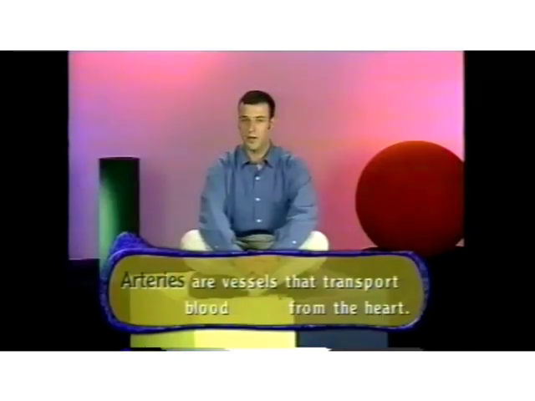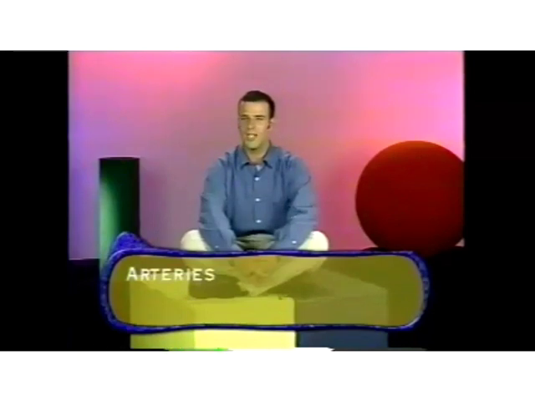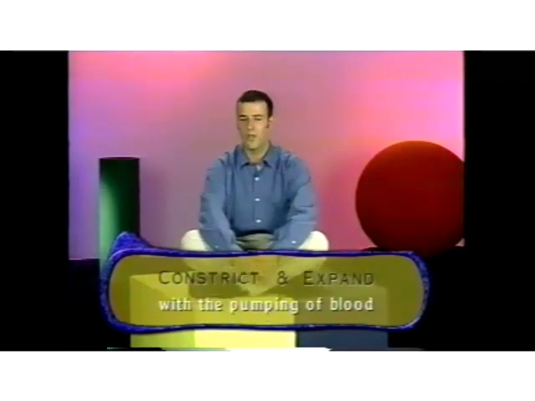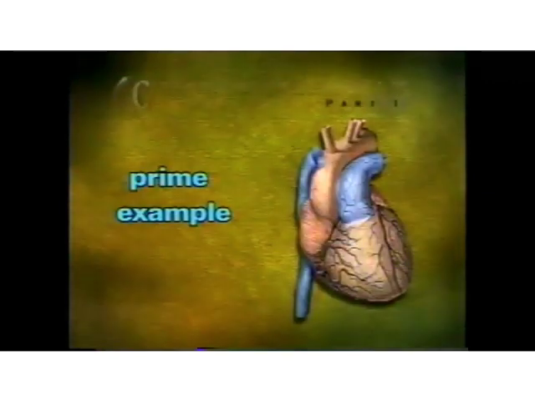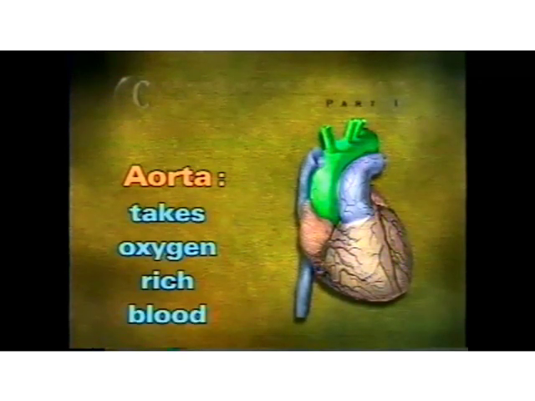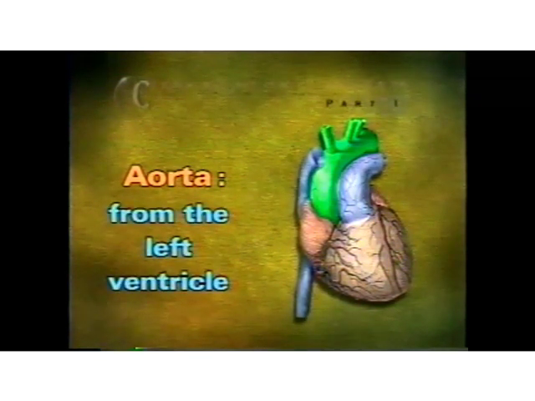The arteries are vessels that transport blood away from the heart. The word artery also starts with the letter A, just like the word away. Typically, arteries have a really large tunica media, which helps the artery control the distribution of blood throughout the body by helping them constrict and expand with the pumping of blood. A prime example of an artery is the aorta, a huge vessel that takes oxygen-rich blood from the left ventricle and transports it to the rest of the body.